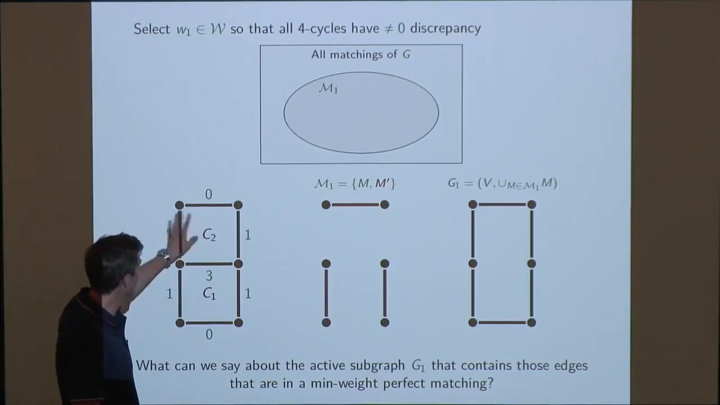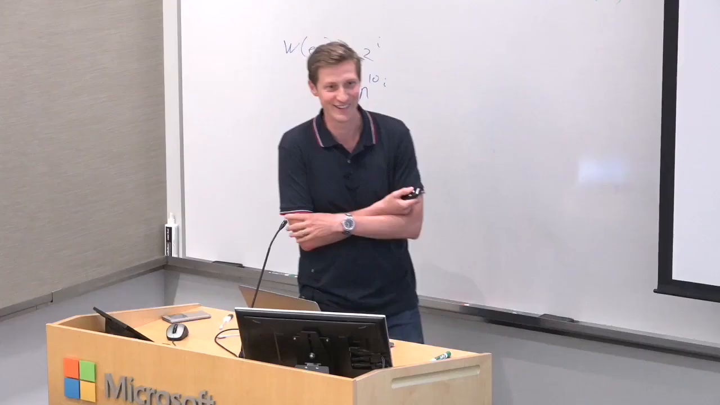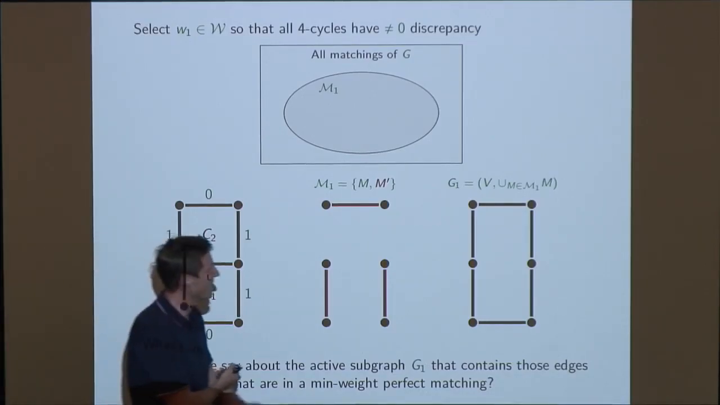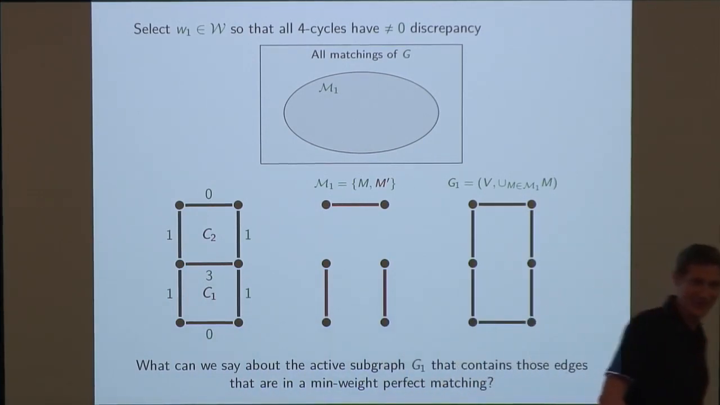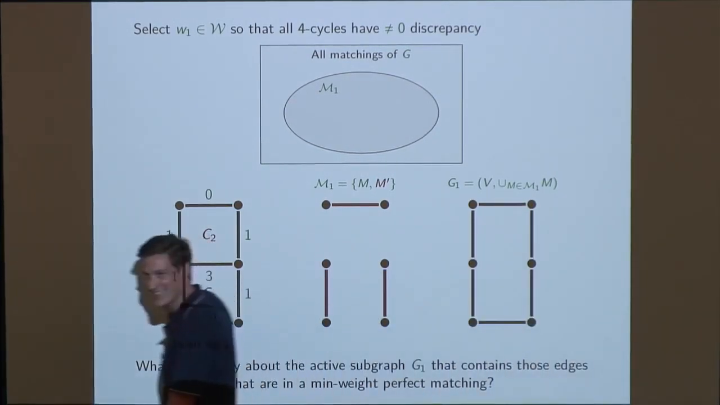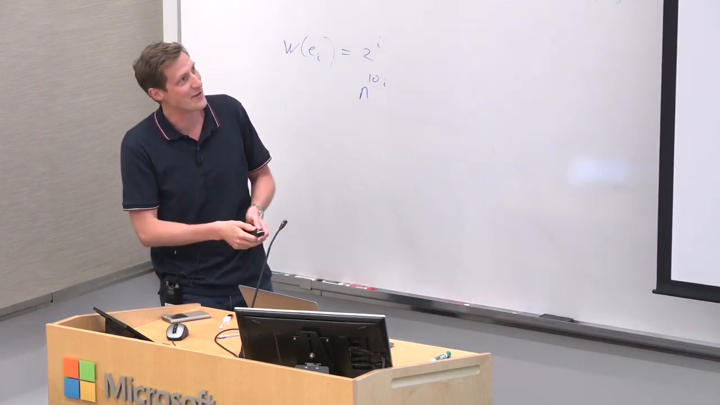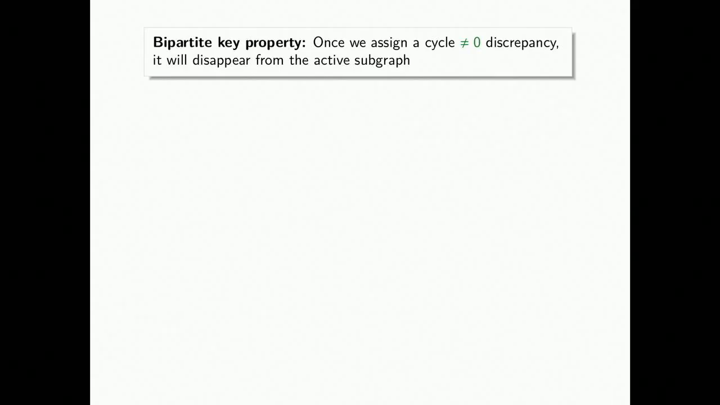So I assign non-zero discrepancy to all the four cycles. I got these two min weight matchings. Here I look at the union of the edges in the matchings. What can I say about this graph? The number of edges are reduced. Well, I think the picture is pretty suggestive. There are no short cycles. There are no four cycles anymore, right? This had two four cycles and this has no four cycles. Very good.